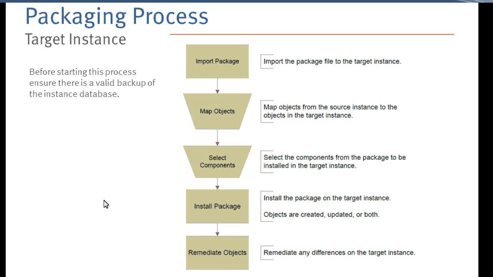If there are objects that have different system IDs, you will be given the option to map or not. After the mapping is complete, you will install the package in the target instance. This is when the objects are created or updated. Finally, you'll need to address any differences in the target instance.